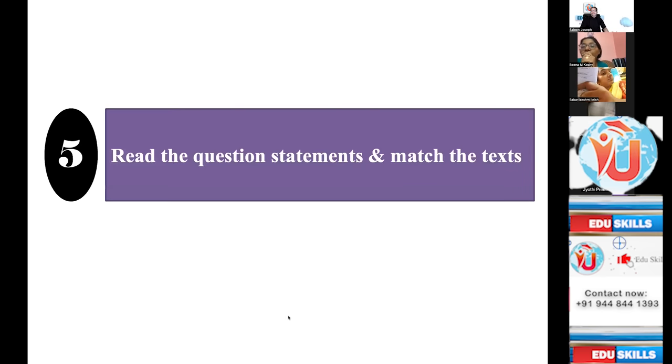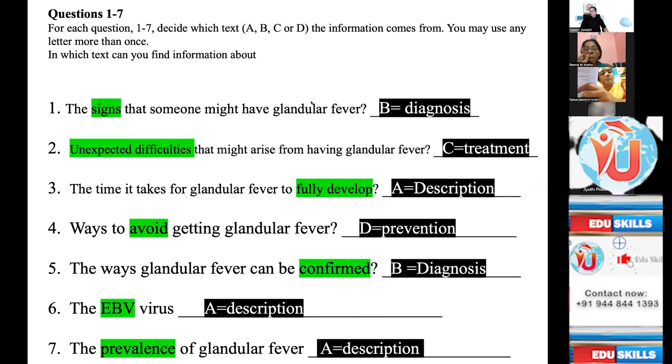Yes. Fifth one: read the question statements and match the text. Now, you have to read the question statements and match the text. See, this is it. Just write down in front of the question the signs, B, diagnosis, already we said, but then you have to go through all these steps, okay? If you are a beginner, definitely take patience and go. Patience is the key for success. Don't hurry up. Don't finish 3, 4, 5, 6 materials every day. Understand and study. That's how you develop the skill. So first one is diagnosis, we already said. Unexpected difficulties. In treatment, we already said complications. Difficulties means complications.